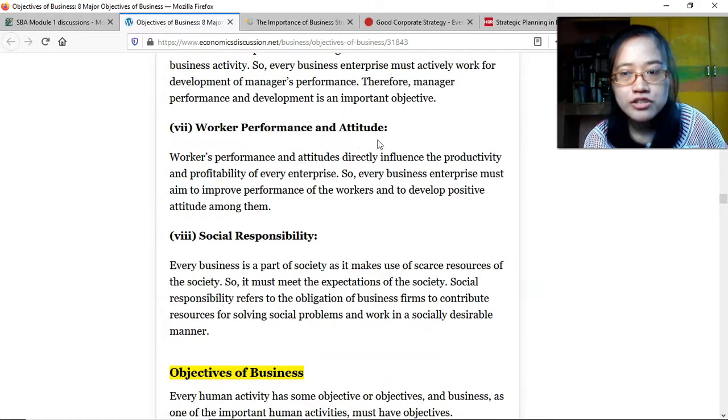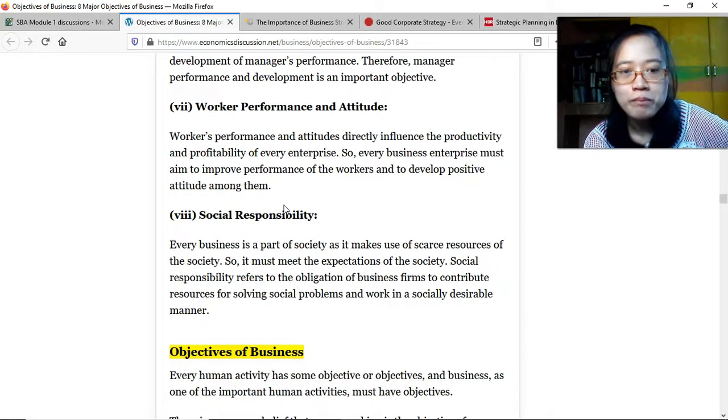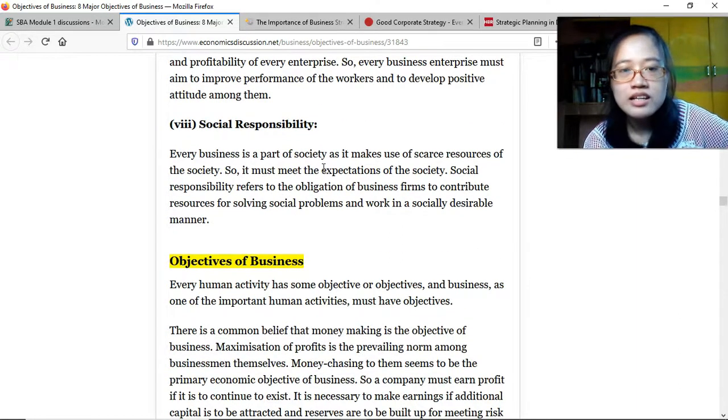Worker performance and attitude, culture. Workers' performance and attitudes directly influence the productivity. Are they satisfied or not? Are they motivated or not? And kasi yun ay, in a way, it directly influences the productivity and profitability. So every business enterprise must aim to improve performance of the workers and to develop positive attitude among them. But these days, normally the way to motivate employees is to provide them with better benefits. And of course, non-toxic working environment. Happy workplace.